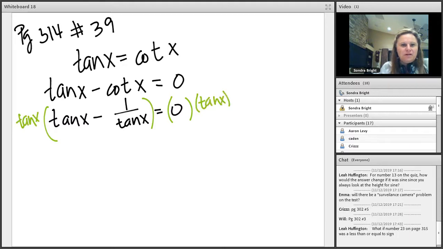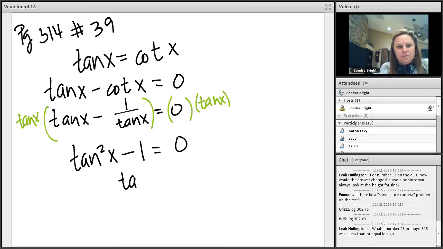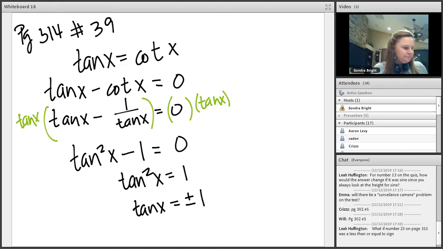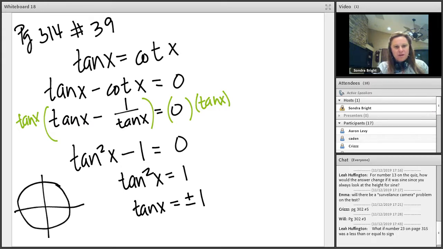So just getting a common denominator and solving for that. And you end up with tangent squared of x minus 1 equals 0. Well, that gives you that tangent squared is equal to positive 1, so that tangent of x is equal to plus or minus 1. And so when is tangent equal to plus or minus 1?